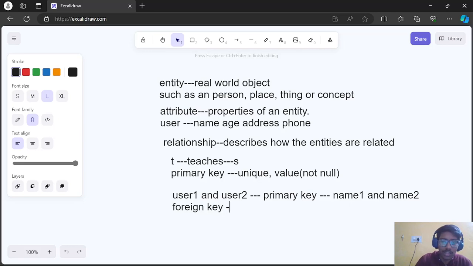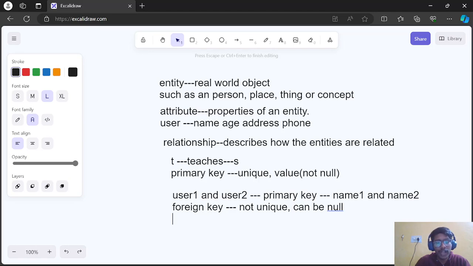Okay, the name itself has something, right? A foreign key may not be unique, and it can be null. We can tell a foreign key is like the pure opposite of a primary key. It can be null.